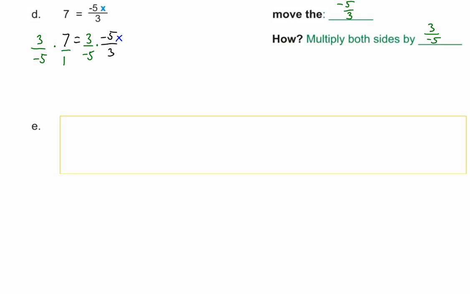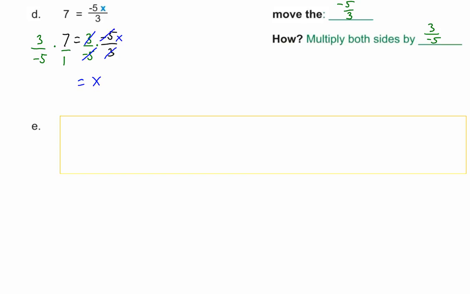Okay, so let's look and see where we're at. On the right-hand side, negative 5 divided by negative 5, they cancel out, right? That's 1. 3 divided by 3, they cancel out. That's 1, and we're left with x. Good. We've isolated the variable, right? That's what we're after. Okay, now we need to finish up this side.